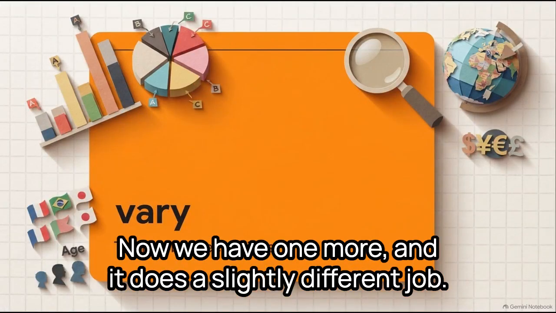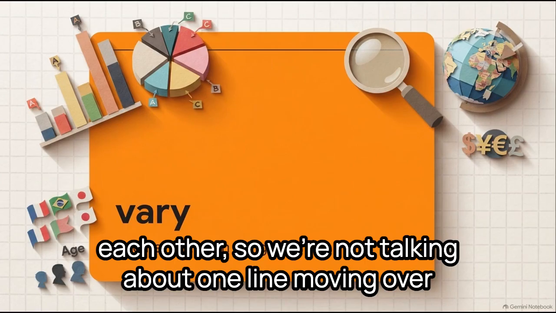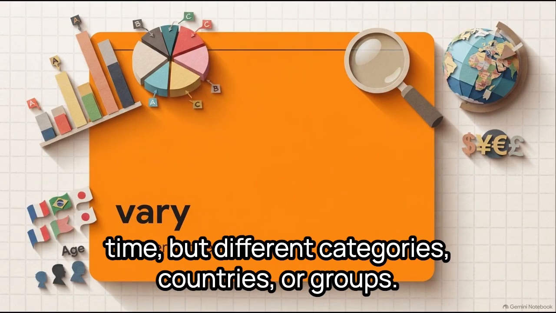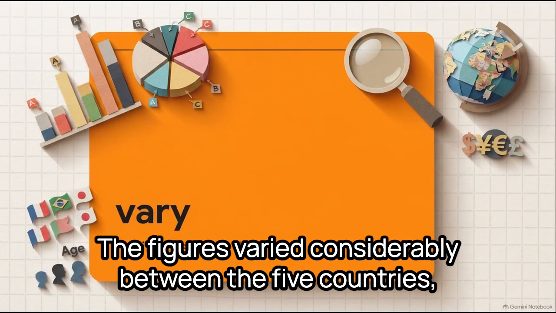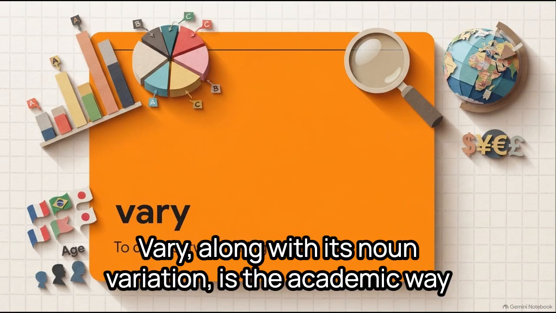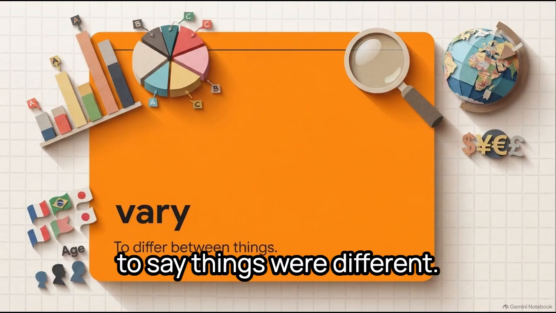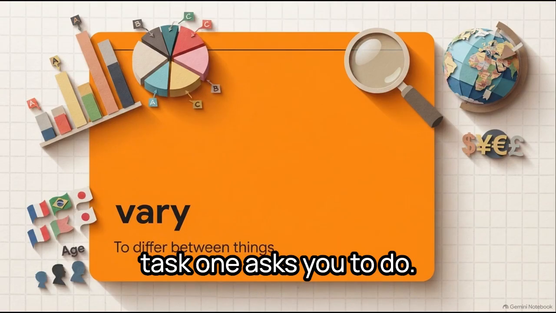Now we have one more, and it does a slightly different job. When you're comparing several things that simply differ from each other. So we're not talking about one line moving over time, but different categories, countries, or groups. For this, you use vary. The figures varied considerably between the 5 countries, or there was considerable variation across age groups. Vary, along with its noun variation, is the academic way to say things were different. And remember, comparison is literally half of what task 1 asks you to do.